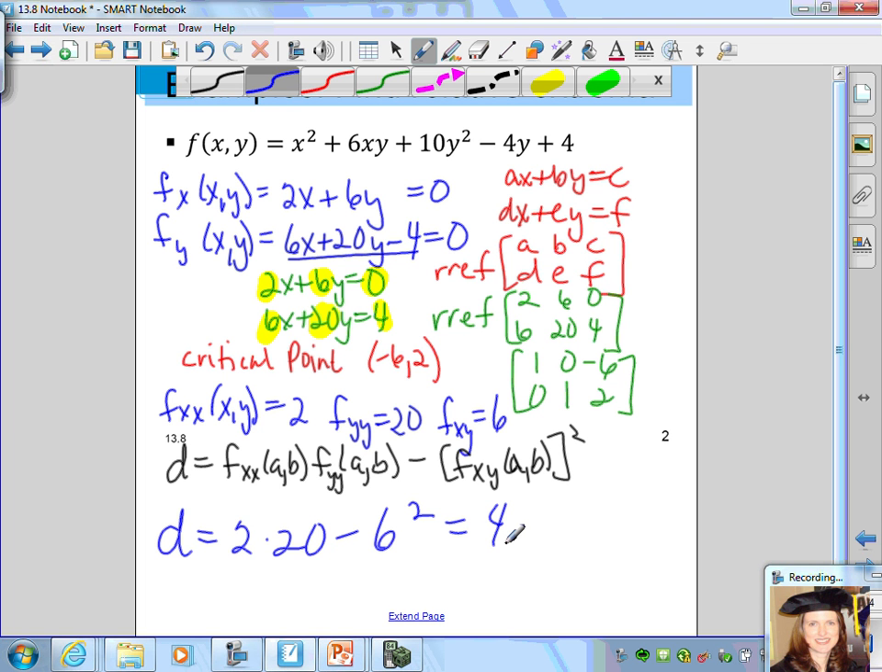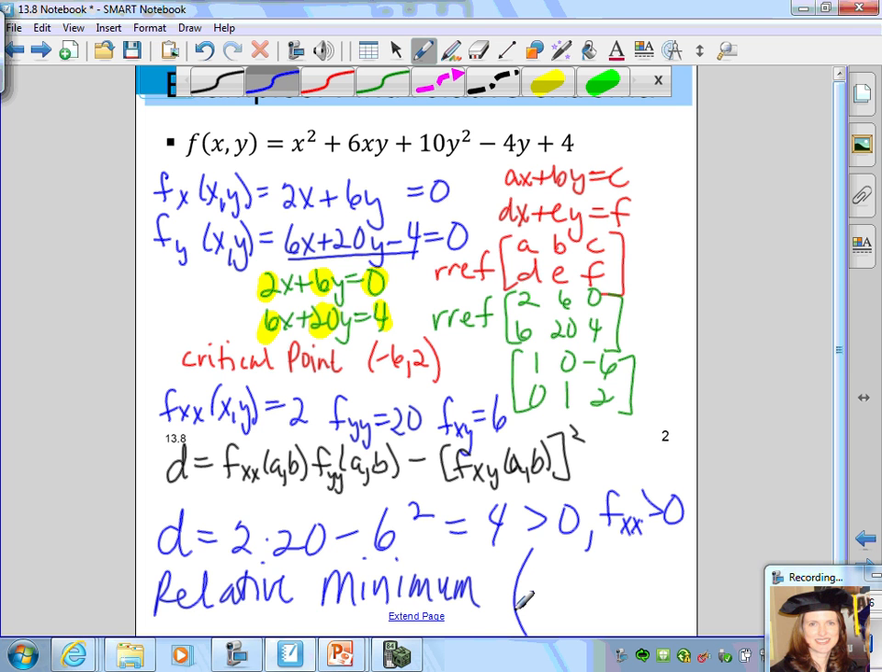Now, since our D is greater than 0 and our fxx, the second partial with respect to x, is also greater than 0, we can say that we have a relative minimum. At the point where x is negative 6 and y is 2, if you plug these both into the original function and simplify, you get 0. So our relative minimum of this surface is the point in space (negative 6, 2, 0).